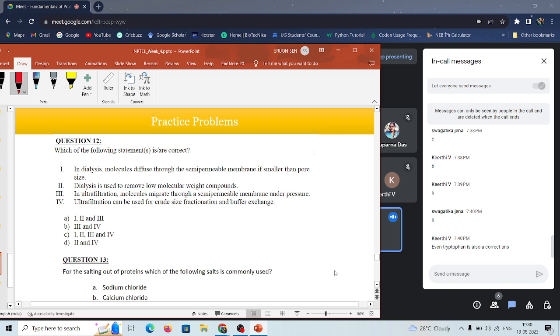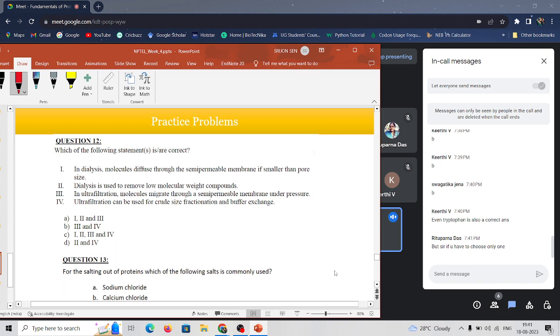Which of the following statements is or are correct? In dialysis, molecules diffuse through the semi-permeable membrane if smaller than the pore size. Dialysis is used to remove low molecular weight compounds. In ultracentrifugation, molecules migrate through a semi-permeable membrane under pressure. Or ultracentrifugation.